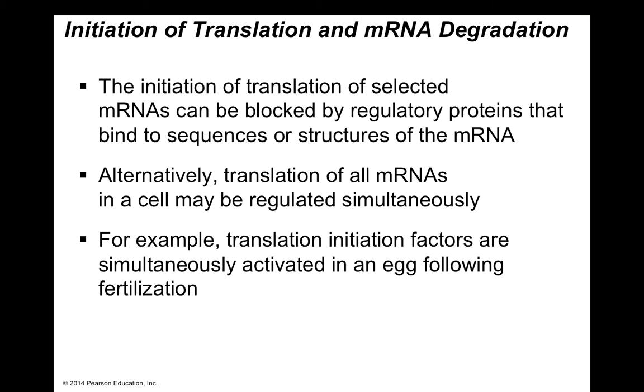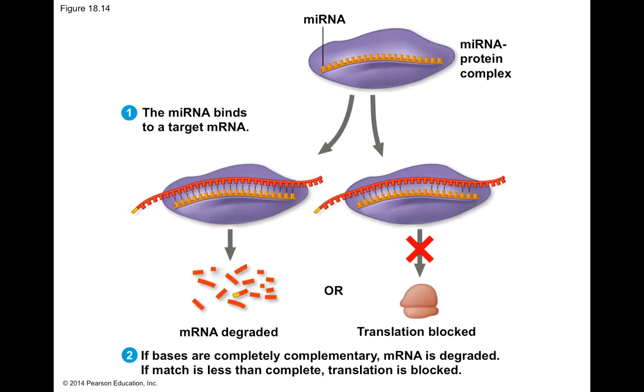Another way to block translation is to have something bind to the messenger RNA so that it can't bind to the ribosome. This could be done by proteins or by small pieces of RNA, like microRNAs. Here's a diagram of how micro or miRNA works. These small pieces of RNA can bind to a complementary sequence on the messenger RNA. If the sequence is not completely complementary, it can just block translation. It just gets in the way.